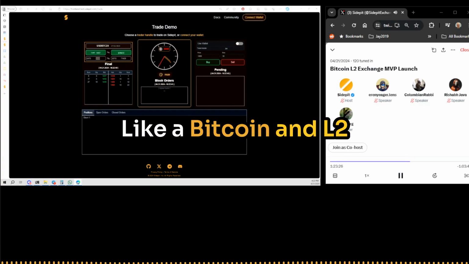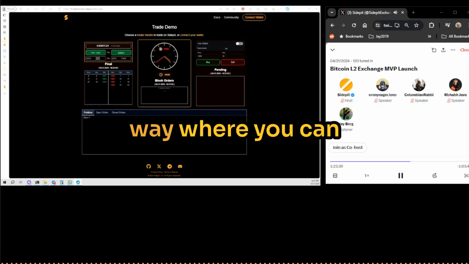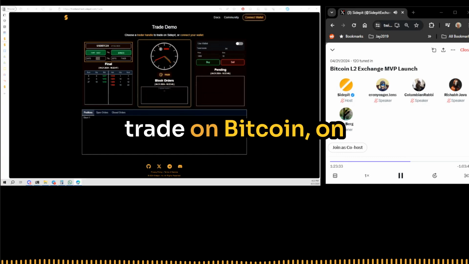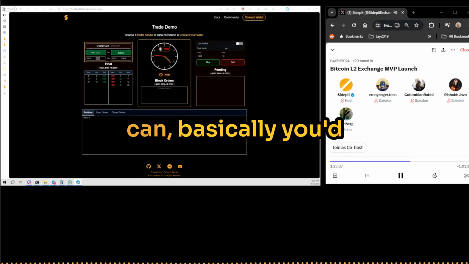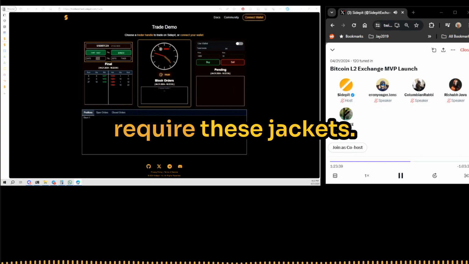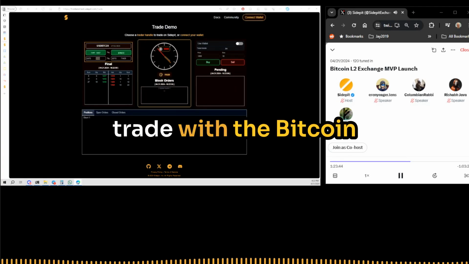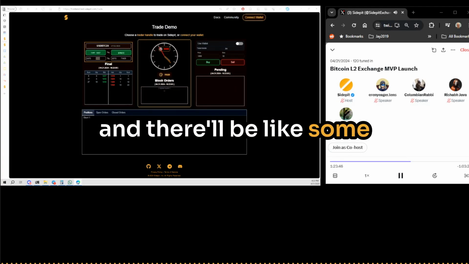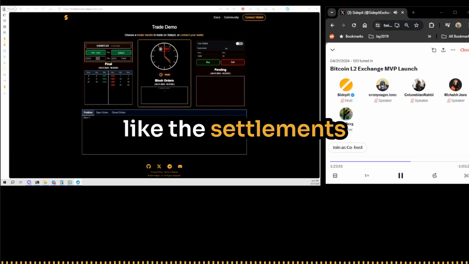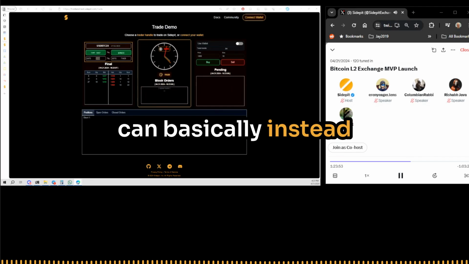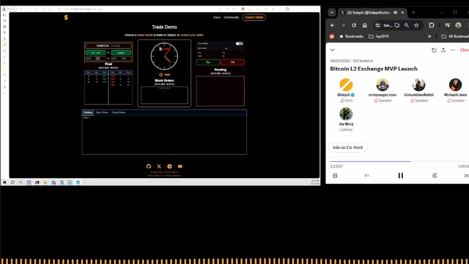It's like a Bitcoin L2 for trading, right? A decentralized way where you can trade using your Bitcoin, and there are side jackets which you require some of to trade on the platform. You trade with Bitcoin being your wallet, and there'll be some sort of settlement period, and you can post when the settlements will happen. So instead of spending high gas fees, you can costlessly trade Bitcoin, like short or long Bitcoin.